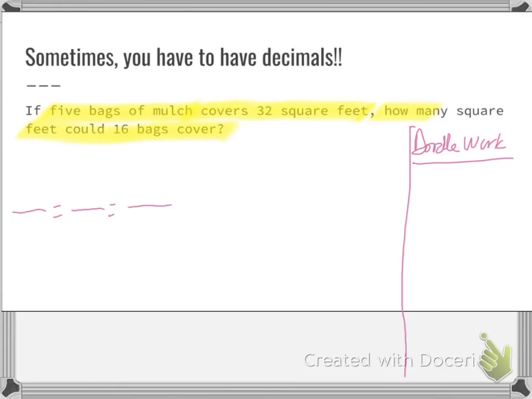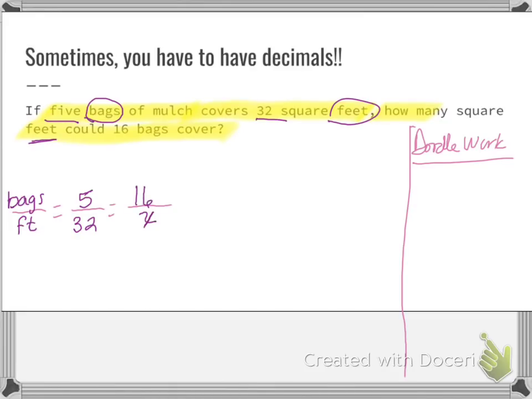So when I look at this, I think about my labeling ratio. I need to write what things I'm comparing. Well, I'm comparing these bags of mulch and the square feet that it's going to cover. So those are going to be my labels. I'm going to write mine as bags to feet. My given ratio says that there are 5 bags for 32 square feet. So this is a 5 to 32 ratio. And then I need to figure out how many feet, so I know my feet is going to have the x, could 16 bags cover.